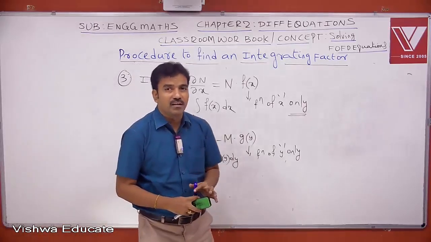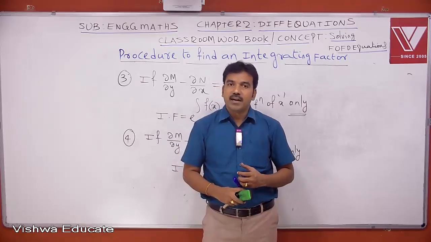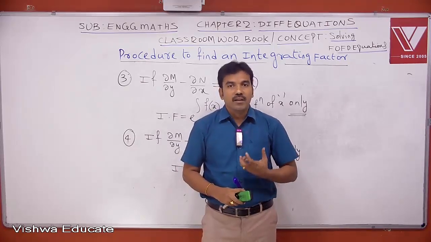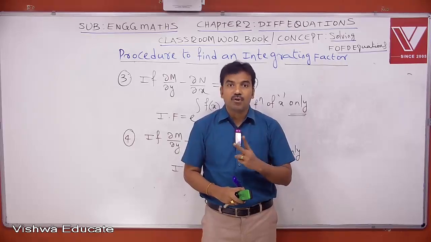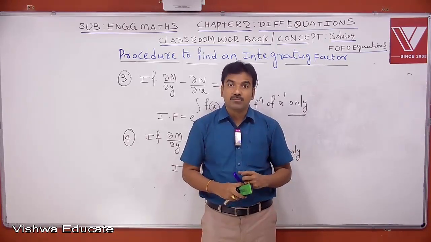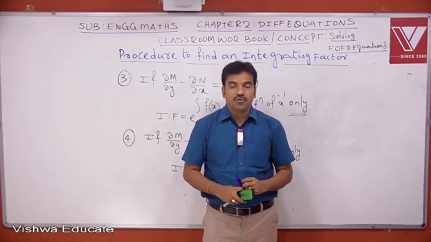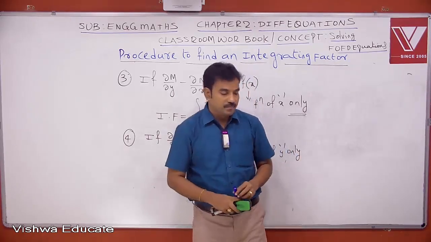When you look at case 1, the integrating factor is 1 by mx plus ny. It contains both x and y terms. When you look at case 2, the I.F. is 1 by mx minus ny. It contains both x and y. But when you look at case 3, it is purely in terms of x. When you look at case 4, it is purely in terms of y. Okay? Note these points.